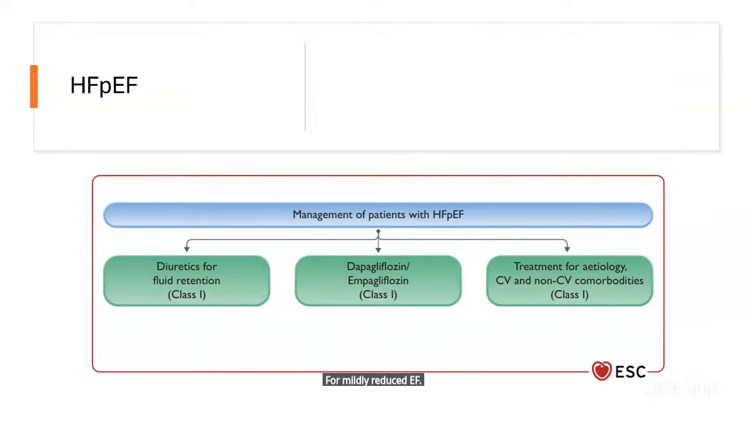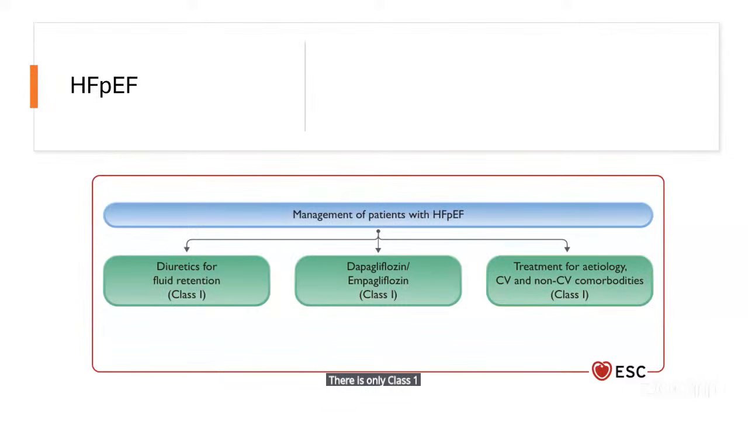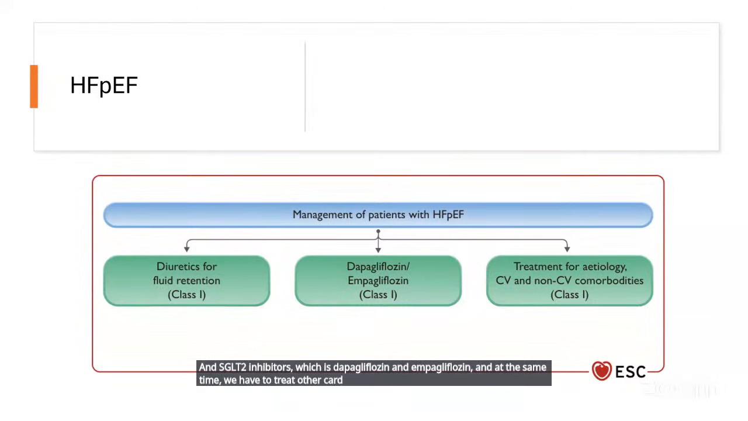Then the last phenotype, which is preserved ejection fraction, that is EF more than 50%. Again, there is only a class 1 or very strong recommendation for only two drugs, that is diuretics and SGLT2 inhibitors, which are dapagliflozin and empagliflozin. At the same time, we have to treat other cardiovascular and non-cardiovascular comorbidities as well.